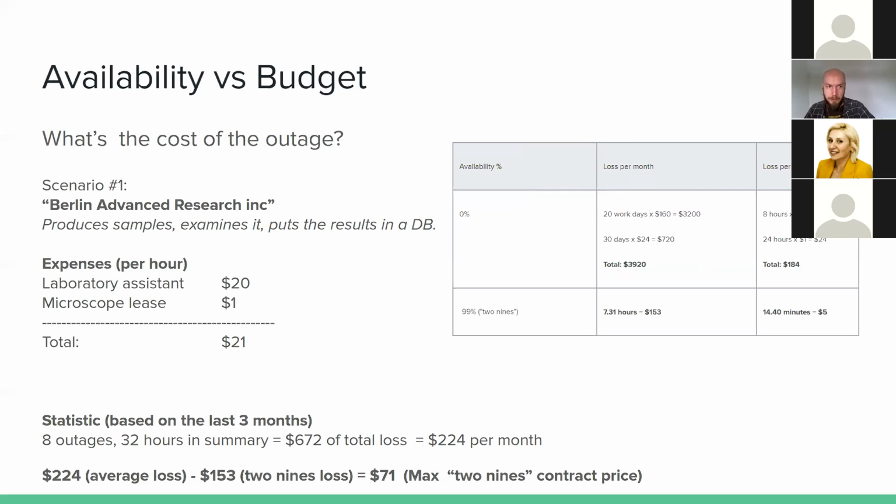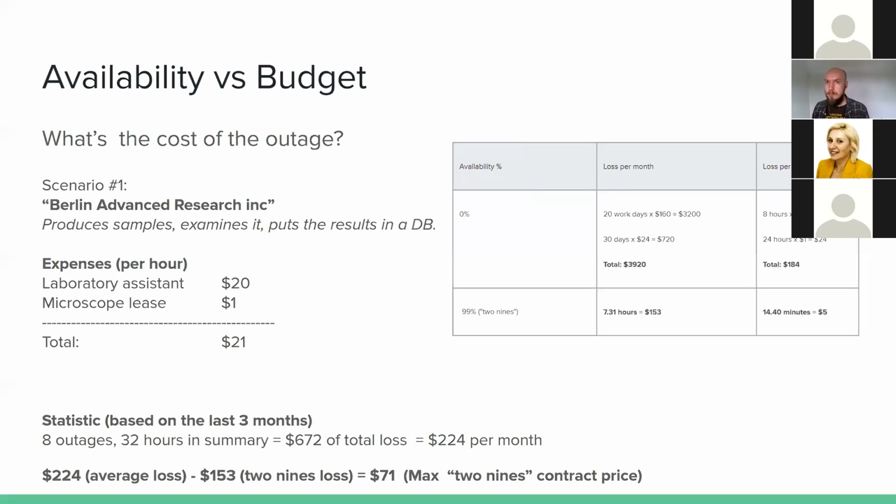You spend some money for the salary of this assistant and for microscope fees, $21 per hour. Let's imagine your database is totally unavailable for 1 month. Your loss is about $4,000, because you still have to pay by contract to this guy and this microscope. Loss per day is about $200. Okay, not big, but that's something that you have to pay.